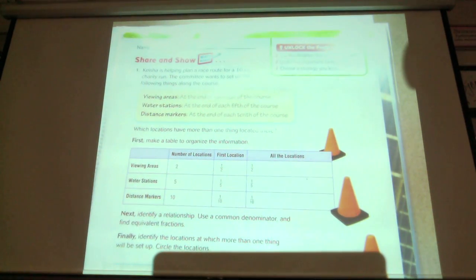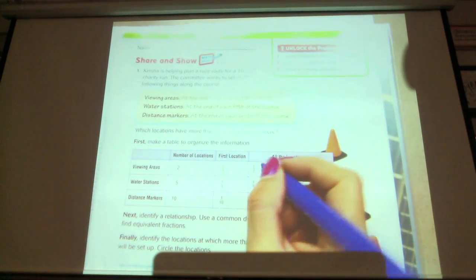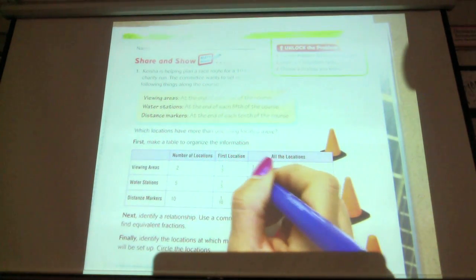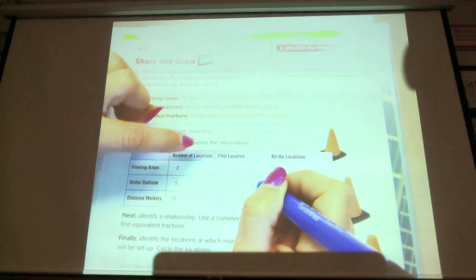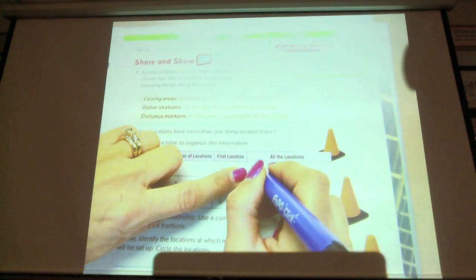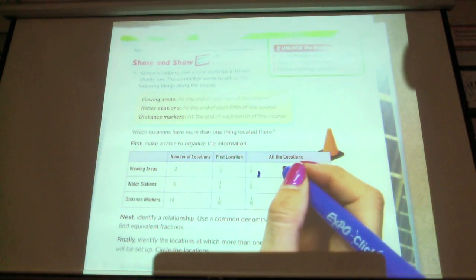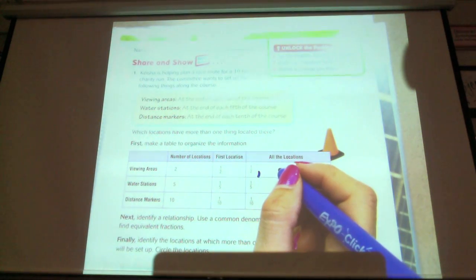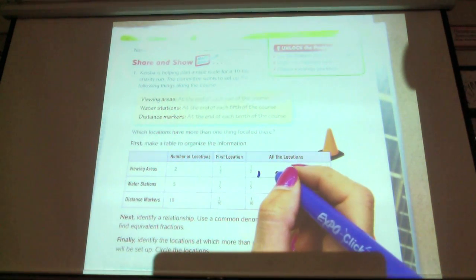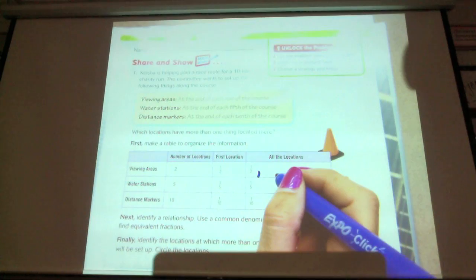Now, just like we do with common multiples, we keep finding the multiples until we find the common ones. We're going to do something similar with our fractions. Okay? So let's first look at this. All of the locations that will have the viewing areas, we're going to have them at 1/2. What's going to be the second location that it is? What do you think, Antonio?